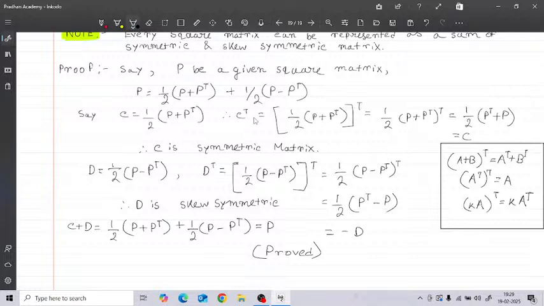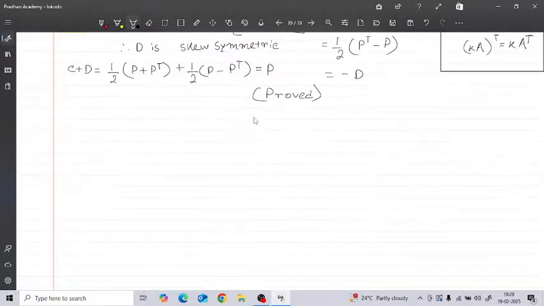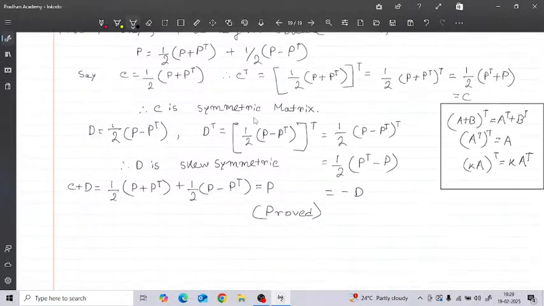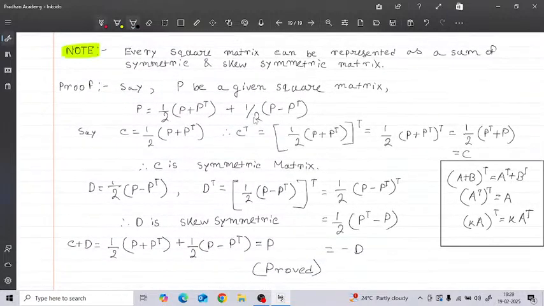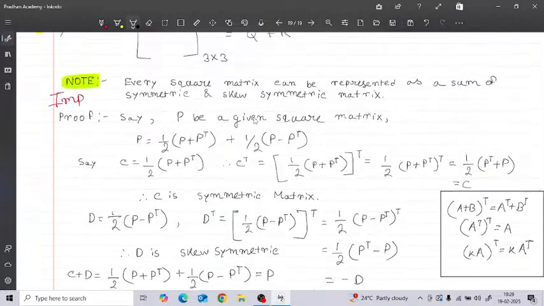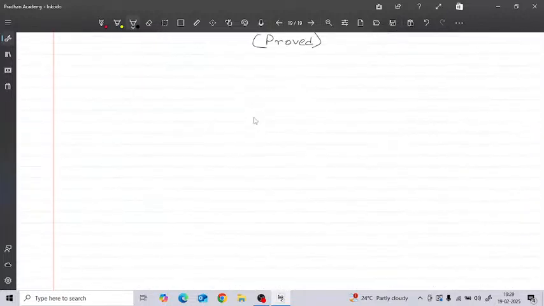Okay, let's move to a problem. The proof is very important, so let's mention it. It's very important. Let's move to the problem. Question number 16. Let me think about a 3 cross 3 matrix at first.